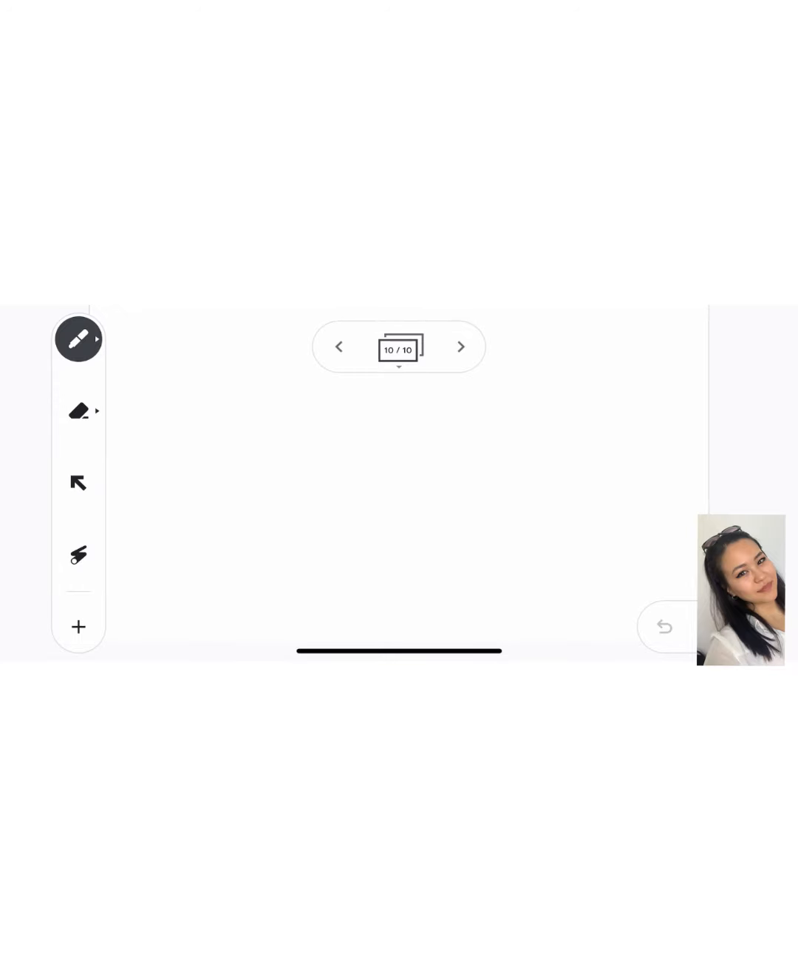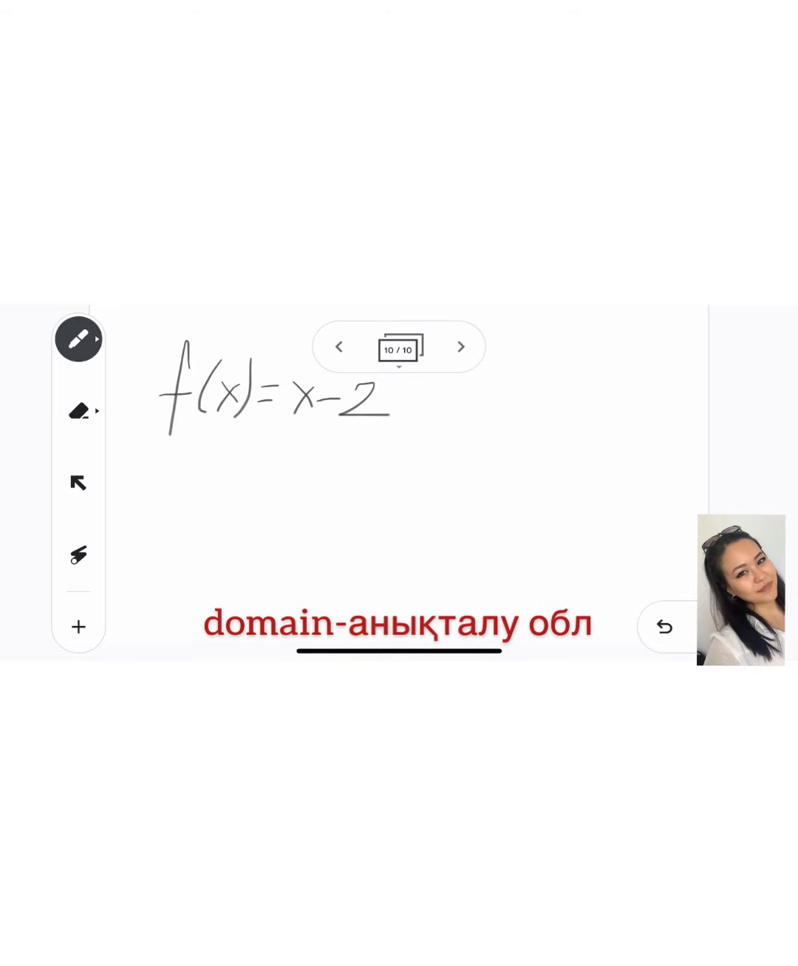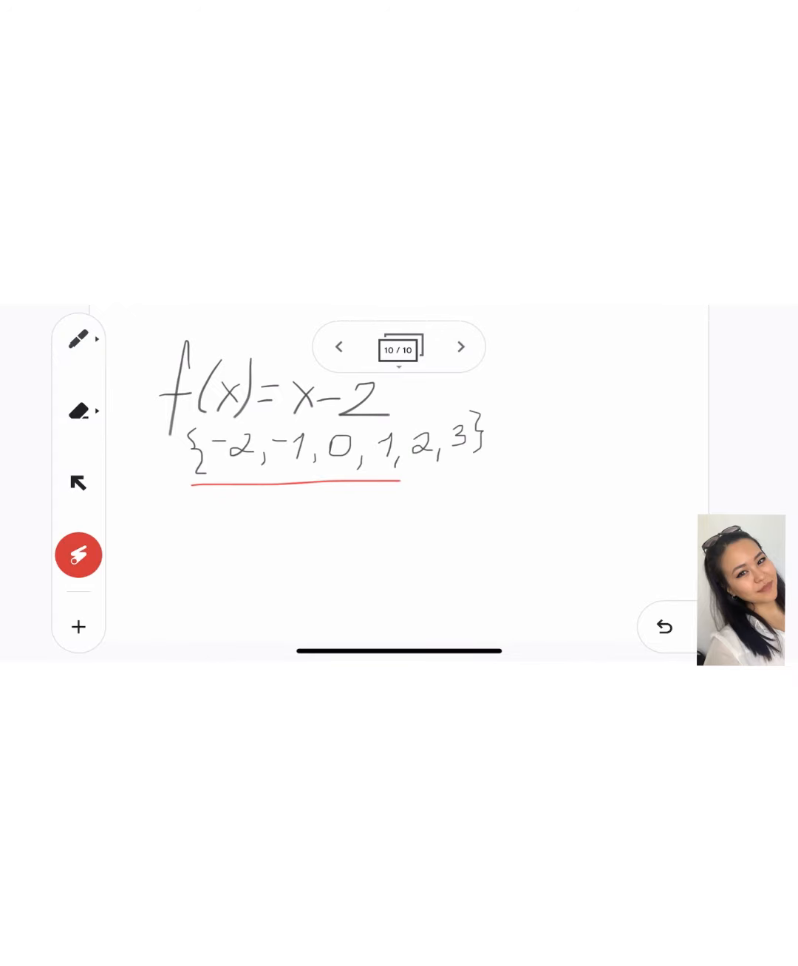The next problem is about a graph also. We are given a function f of x equals x minus 2, and they gave us the domain of x, so what numbers we have to put into x is -2, -1, 0, 1, 2, 3. So what will we get if we put these numbers into x's place? Calculate in your mind, guys.